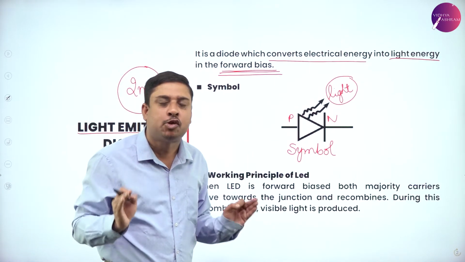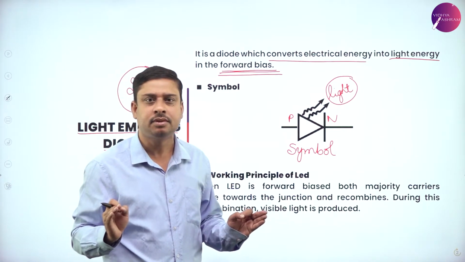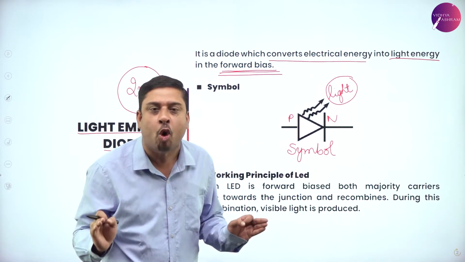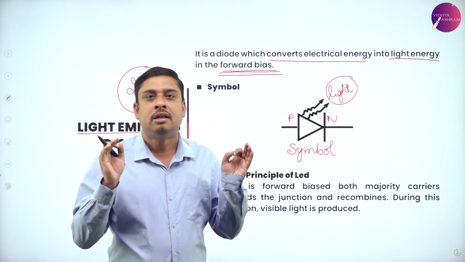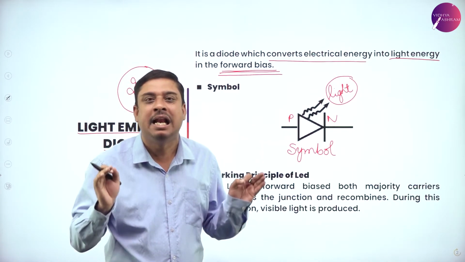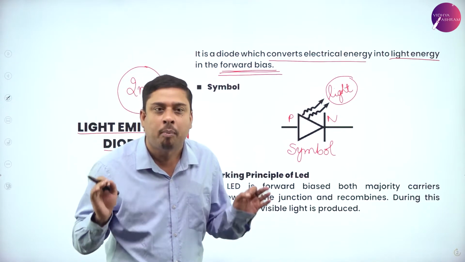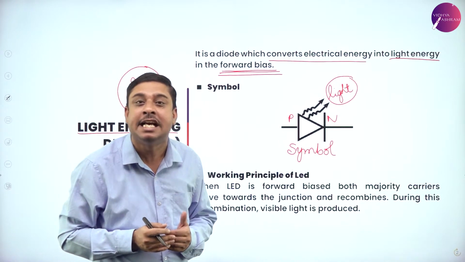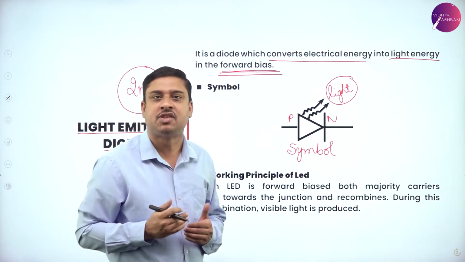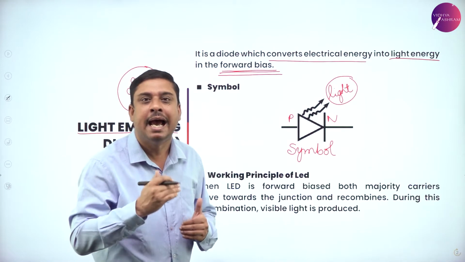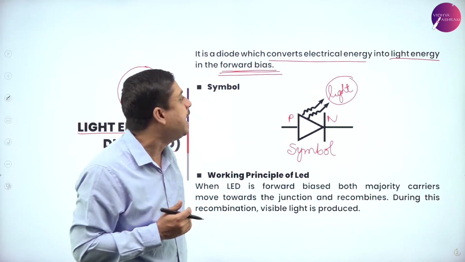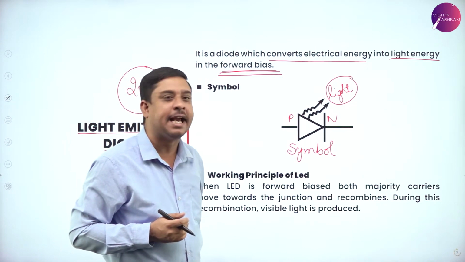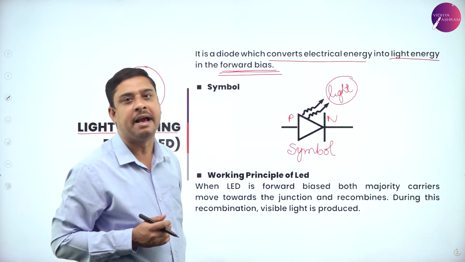So please do keep in mind, a light emitting diode, the so-called LED, operates only when it is forward biased. It converts electrical energy into light energy when it is forward biased.